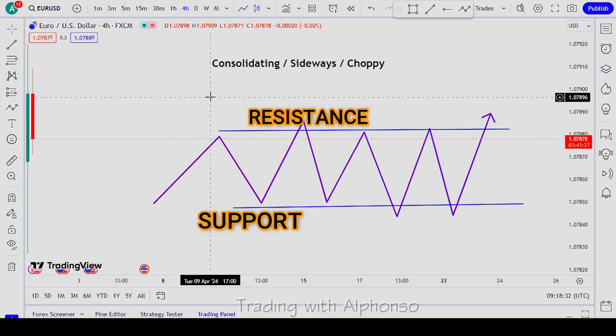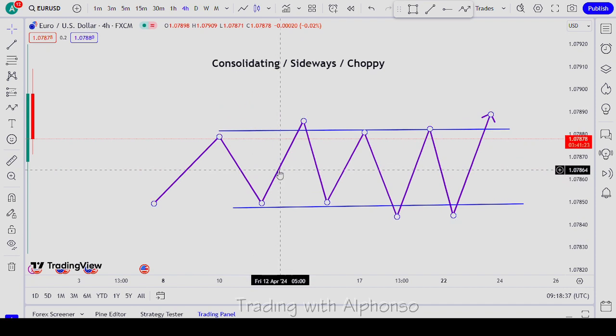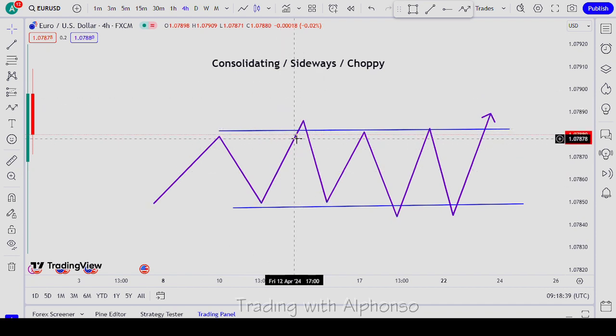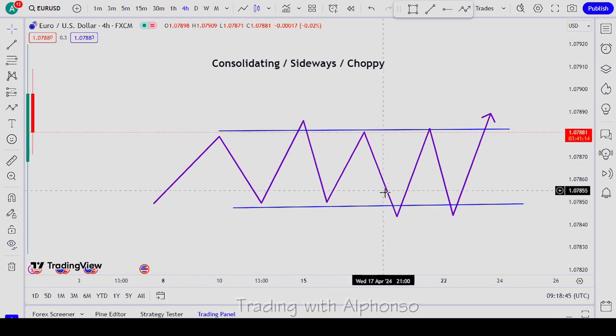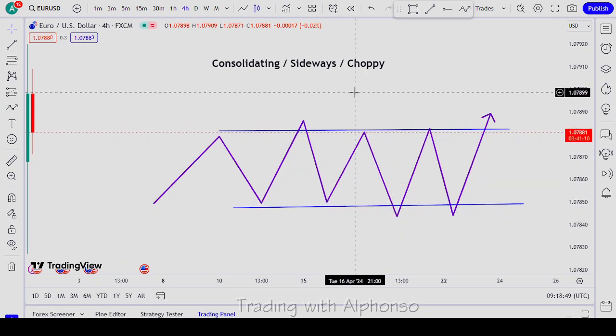The market is not perfect. It will not form equal highs and equal lows. There might be highs that are taking you out. So this is what we call a fakeout. It comes back inside the consolidation, then another fakeout to the downside. There are so many fakeouts in this kind of market structure. These fakeouts are taking traders out of their trades. This is what we call liquidity grabs.